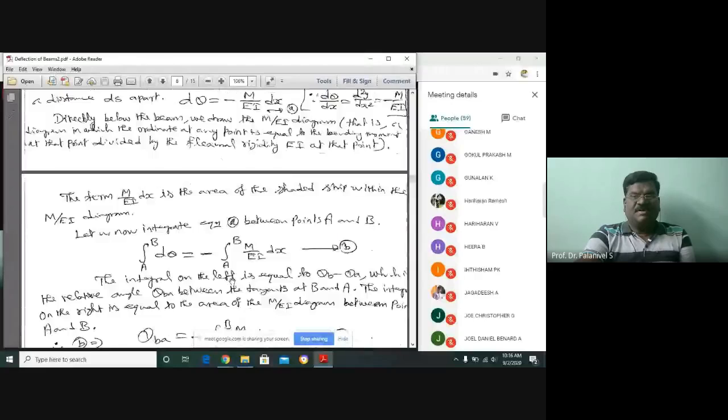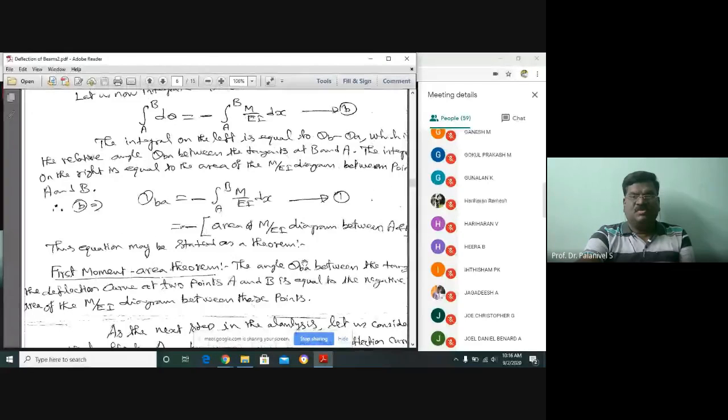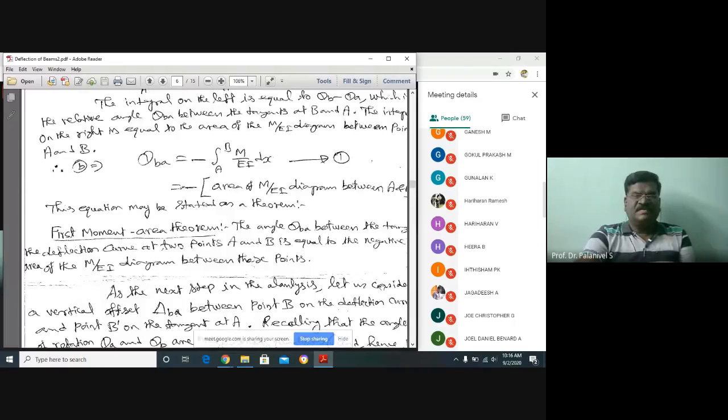But it is given in a different manner, with the notation theta B. Instead of saying relative angle of rotation, it is given as: the angle theta B between the tangents to the deflection curve at 2 points A and B is equal to the negative of the area of the M by EI diagram between those points. I forgot to include that negative. That's important. If your curvature is upward, you will be getting positive. Since we have taken the sign convention like that, it is negative. This is called the first moment area theorem.